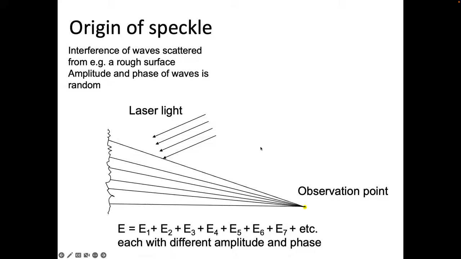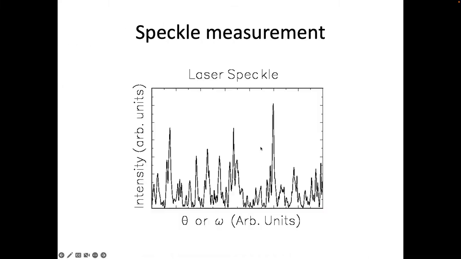The other way of changing the intensity that I see is by changing the wavelength of the light. Because the phase that arrives here is the path divided by the wavelength. So if I change the wavelength, then all these phases will change. And so I can measure this pattern, this intensity, as a function of the angle or as a function of wavelength. And then this is the kind of fluctuations that you see.